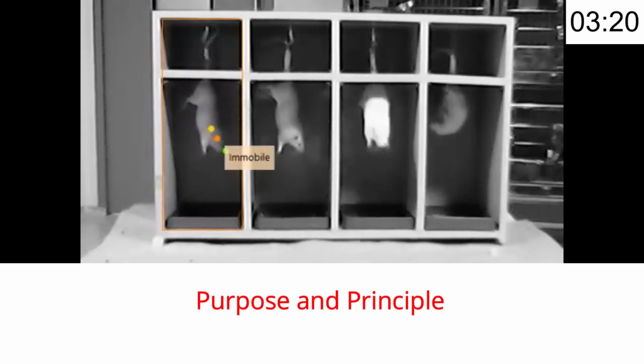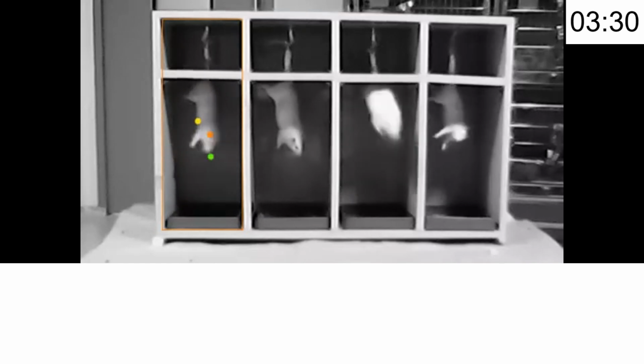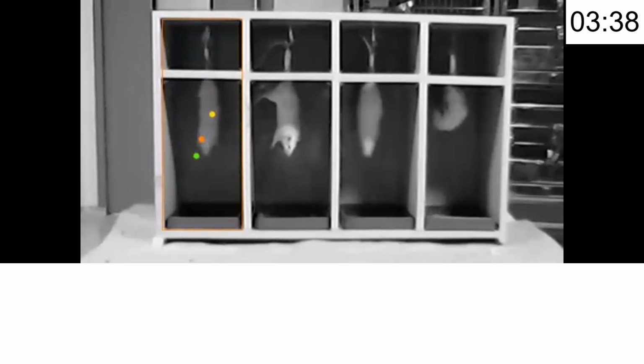Purpose and principle of this experiment. The tail suspension test is a widely used behavioral assay to model depression-like behavior. The main outcome is the duration of immobility. Longer immobility suggests greater behavioral despair, whereas a reduction indicates an antidepressant-like effect of a treatment.